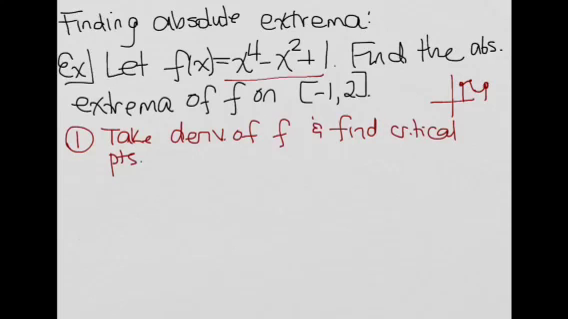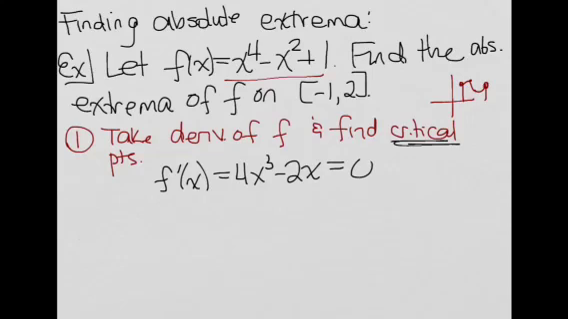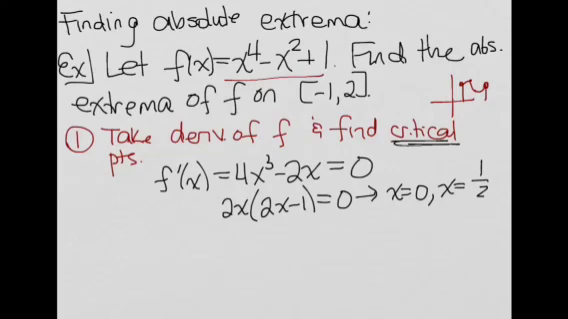So for our function, we're going to take the derivative. So f prime of x is 4x cubed minus 2x. To find the critical points, we're going to set that equal to 0. And we can factor out a 2x here, I believe. So we get 2x times (2x squared minus 1) equals 0. So this gives us possible critical points of x equals 0 and x equals 1/2.